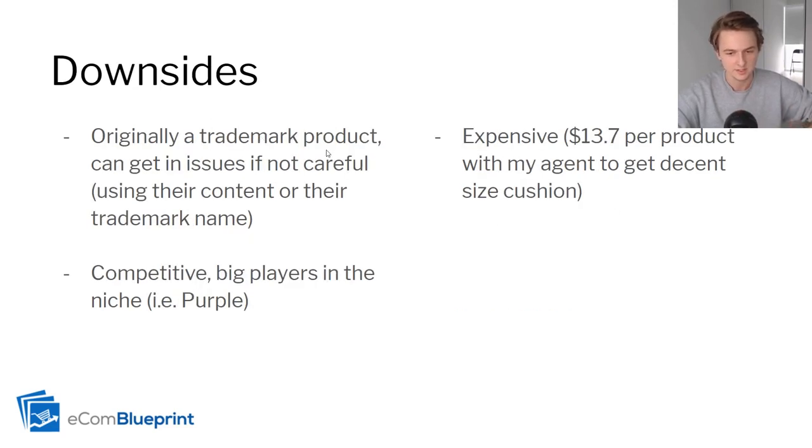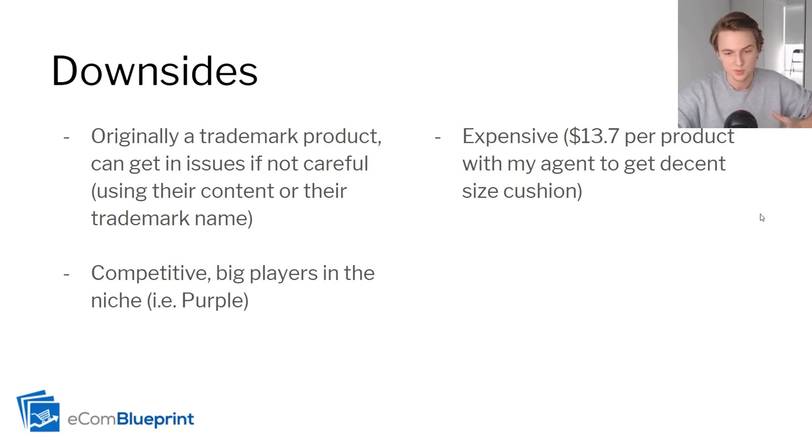Now, just a few downsides. This is something that I realized after I started running the product. It's a trademarked product, and so you can get in issues if you're not careful. If you use some of the content, then they can take you down and you can get into trouble because it's a trademarked product. And so you have to be careful with this. Another downside is that it's competitive because there's big players in the niche. An example of these big players is Purple. Purple is a huge player in this seat cushion market, and they've already sold a ton of these, and they've already saturated a lot of the best audiences for seat cushions, right? And so it's a very competitive niche, and it's hard to stay consistent if you want to build a consistent business. You have to play against these big players here.